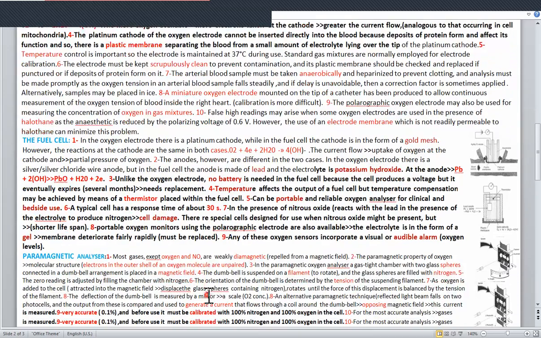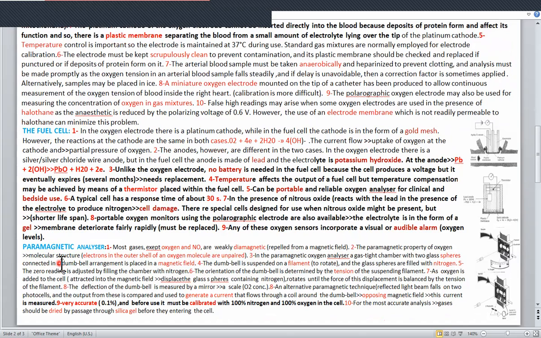The paramagnetic oxygen analyzer is a device to measure the oxygen concentration. It is based on the fact that most gases are what we call diamagnetic. They are repelled from the magnetic field, apart from oxygen and nitrous oxide. The paramagnetic property of oxygen is based on the presence of unpaired electrons in the outer shell of the oxygen molecule. This is why it is paramagnetic.